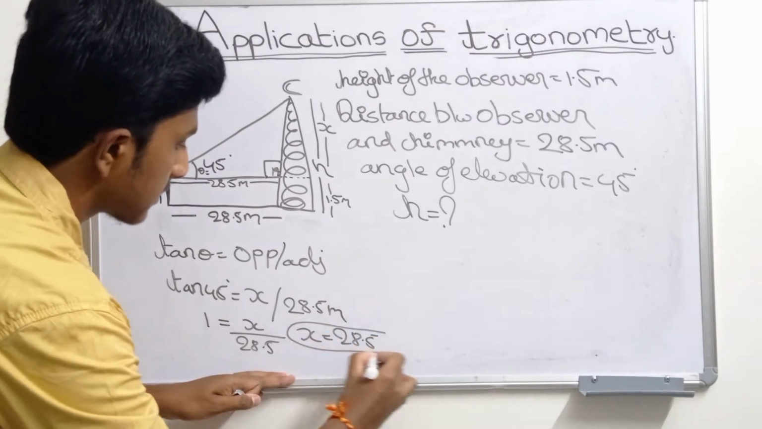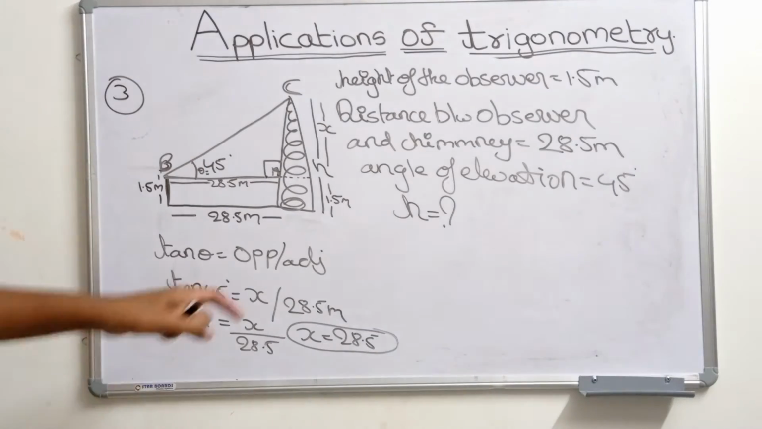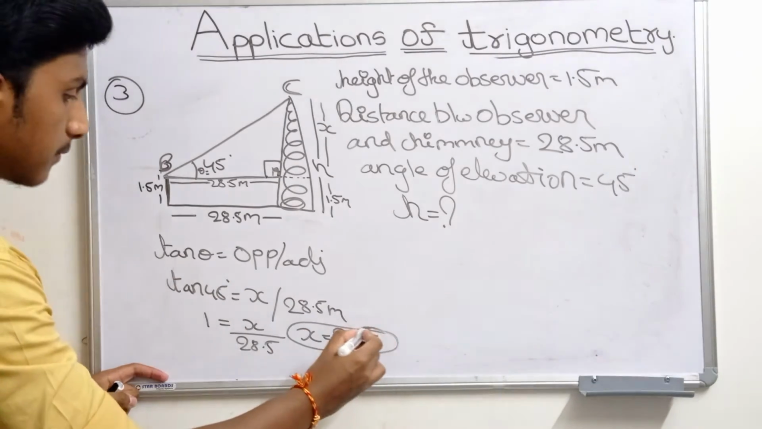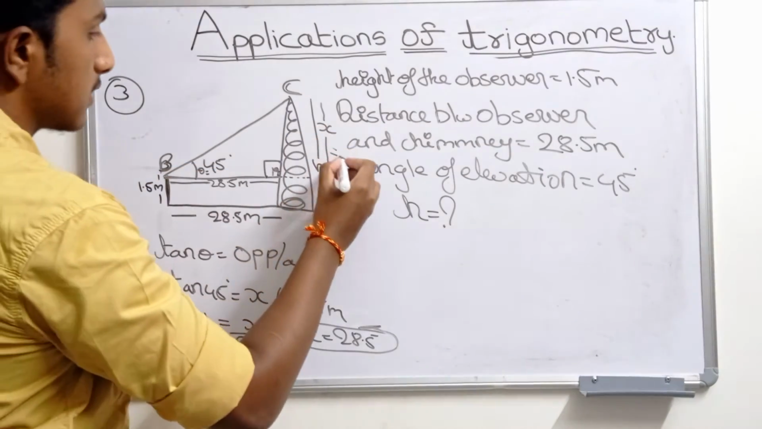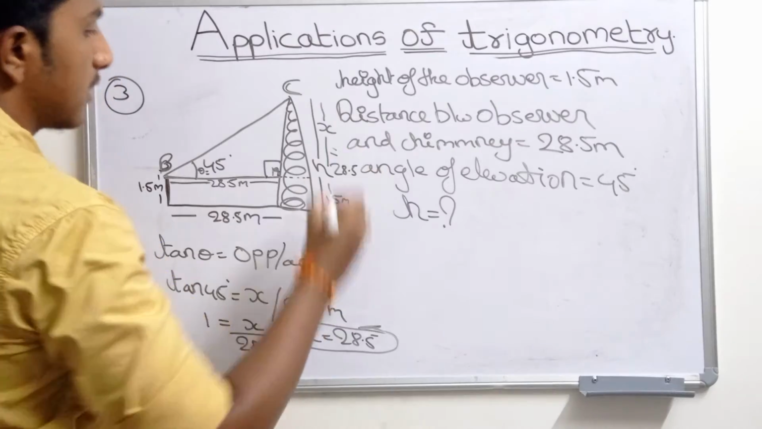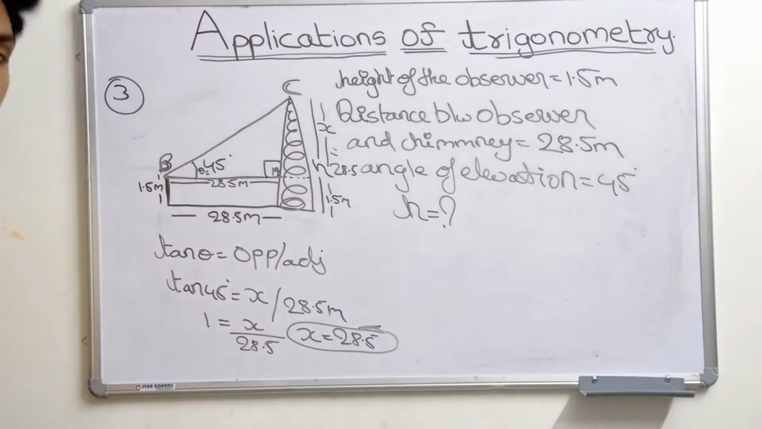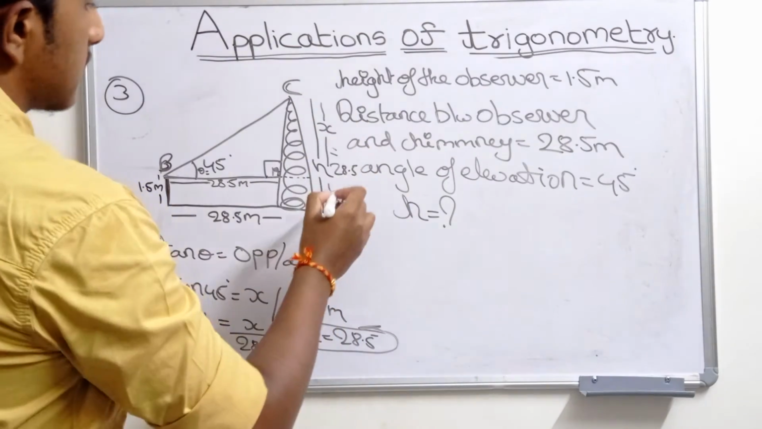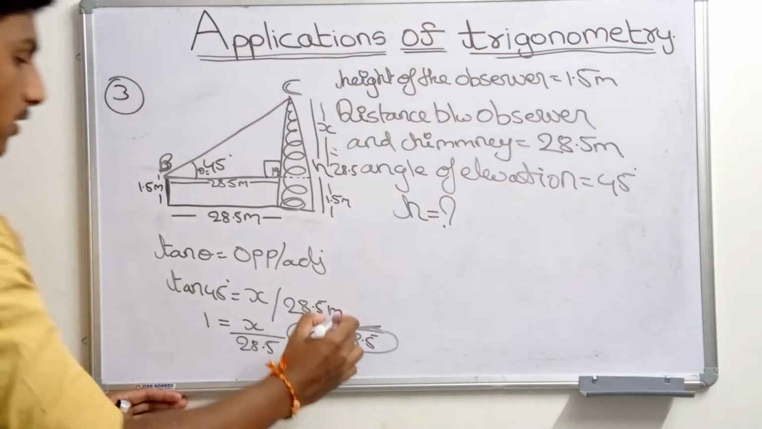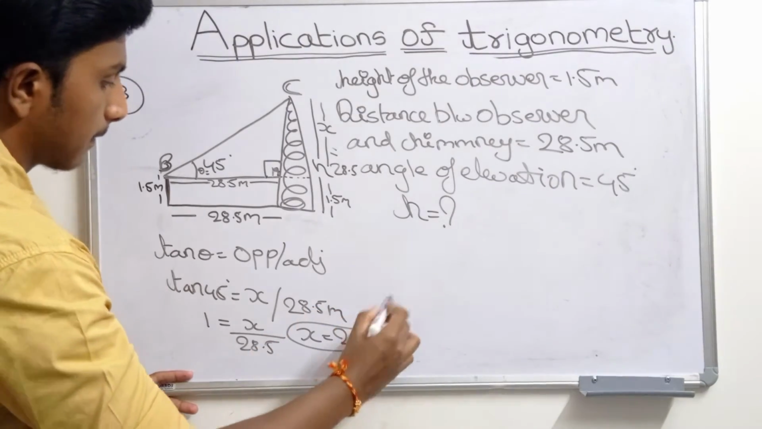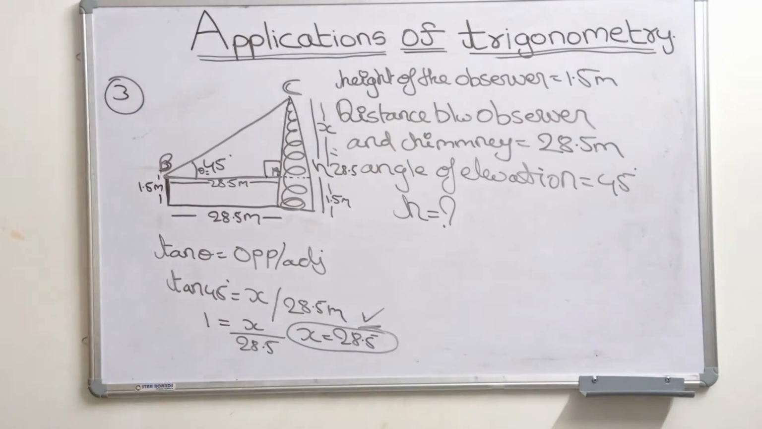28.5 meters, guys. X is equal to 28.5 meters. So this is equal to 28.5 meters. Yes, this is the height of the chimney. Guys, is this wrong? Is this correct? This is the height of the chimney, 28.5 meters. Guys, is it correct or wrong?